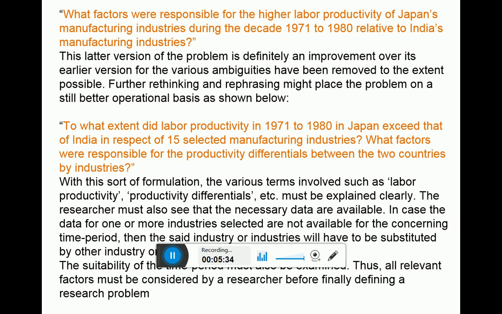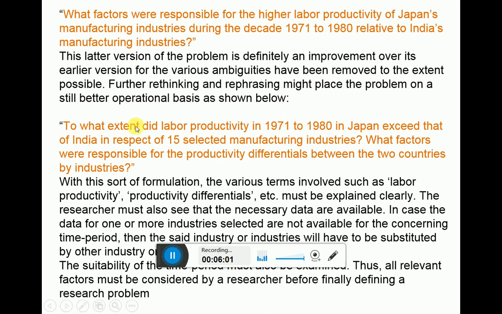This latter version of the statement of the problem is definitely an improvement over its earlier version. So further rethinking and rephrasing might place the problem on a still better operational basis as shown below. Let us refine it. To what extent? Starting from the beginning, say, what factors were responsible for the higher labor productivity?